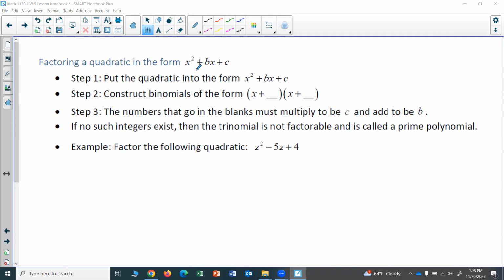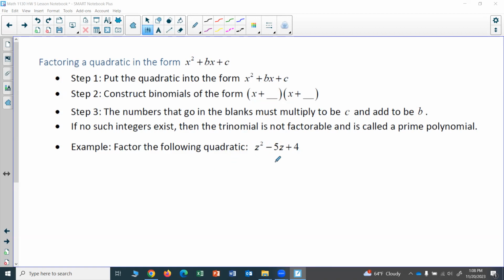When you have a quadratic in this form, your first step is to put the quadratic into the form x squared plus bx plus c. So in other words, if the terms were not in descending order by exponent, you would do that first. Then construct binomials of the form x plus blank times x plus blank. The numbers that go in the blanks must multiply to be c and add to be b. If no such integers exist, then the trinomial is not factorable, and it's called a prime polynomial.